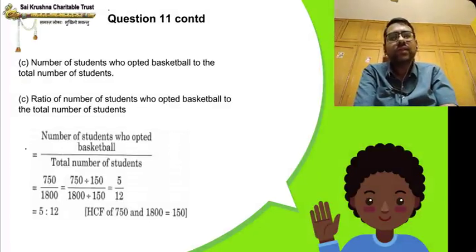C. Number of students who opted basketball to total number of students. Number of students who opted basketball is 750 by total number of students 1,800. 750 by 1,800. We will divide both numerator and denominator by 150. Why 150? Because 150 is the HCF of 750 and 1,800, giving 5 by 12. So the fraction 5 by 12 can be expressed in ratio as 5:12.